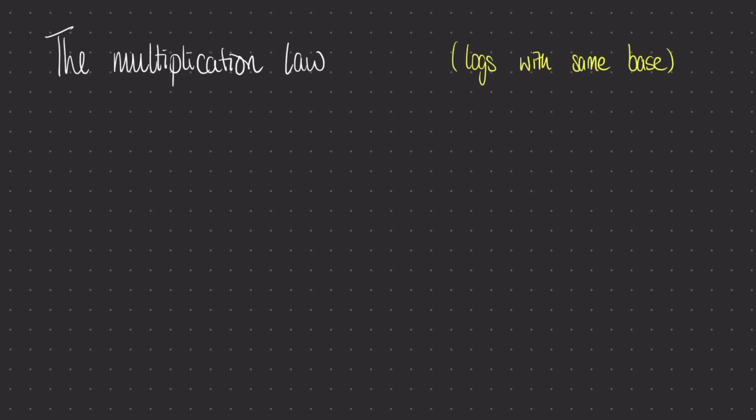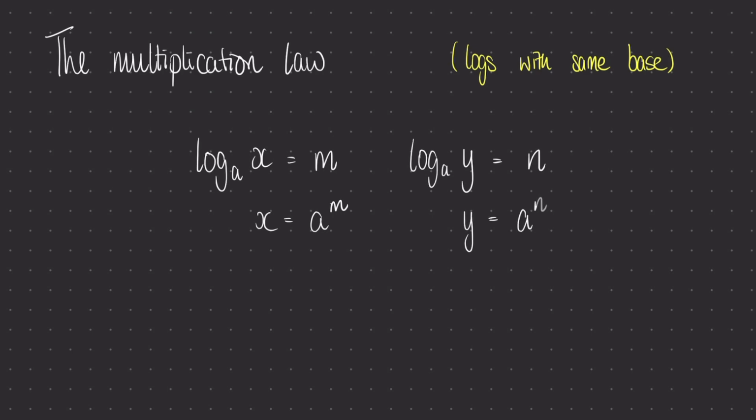Let's take our two logarithm expressions, log to the base a of x, and set that equal to m. Let's take another expression, log to the base a of y, and set that equal to n. I can now rearrange both of these expressions, so I have x equals a to the power of m, remembering the inverse of a logarithm to the base a is to place a as the base of an exponent on both sides. I can do this for the other expression as well, so y equals a to the power of n.